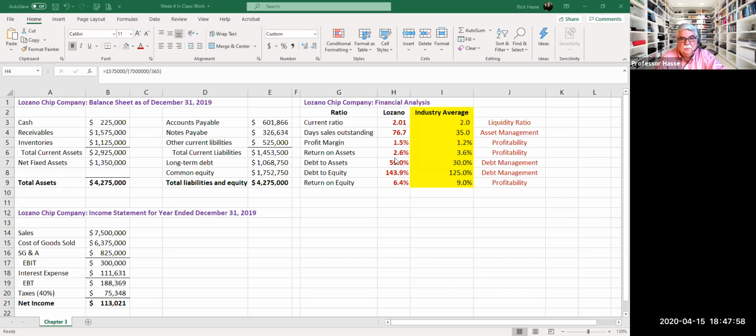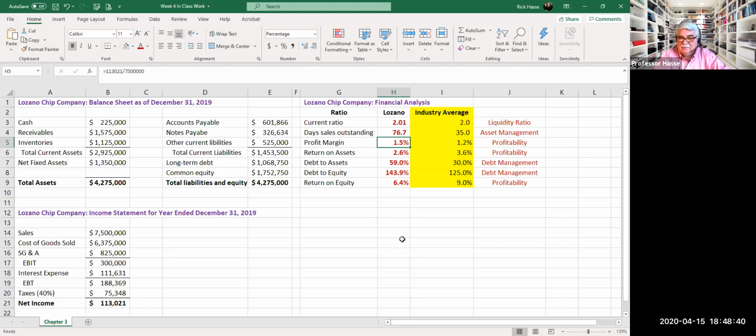So let's take a look at profitability, profit margin. That's a pretty easy one. I'm sure most of you got that one. It's net income divided by sales: 113,021 divided by 7.5 million. In other words, 1.5%. For every dollar they sell, they're making a penny and a half. And notice the industry average for their industry is 1.2. They're doing a little bit better for profitability, not much better, but they're still at least equal to and more than the industry average. Their profit margins are in sync with the industry they're in. So that's a good thing.